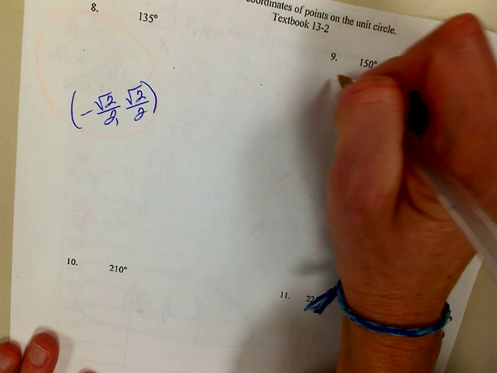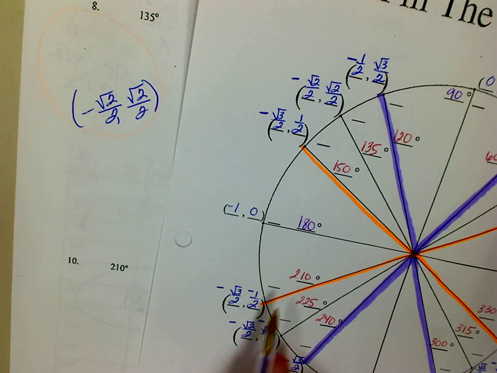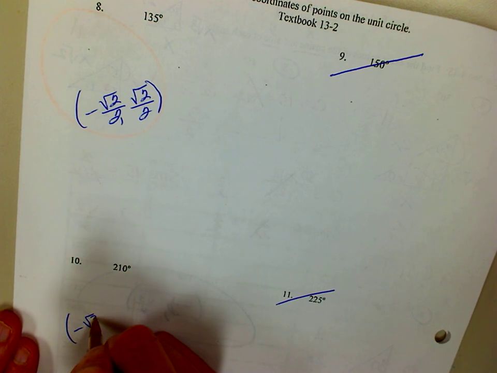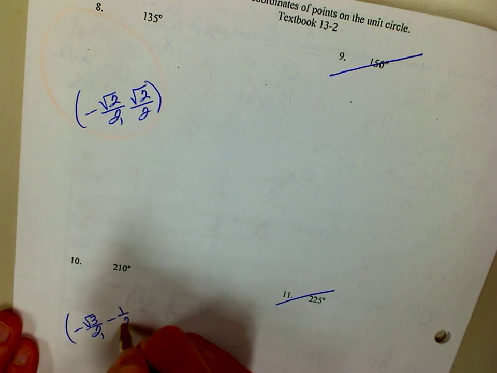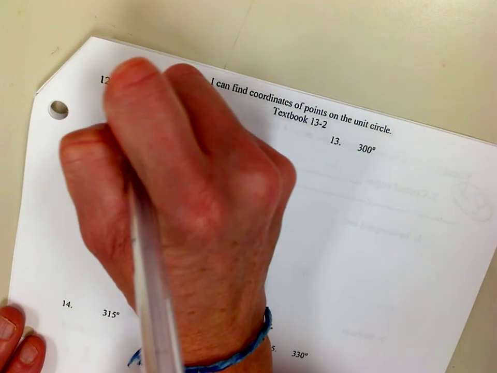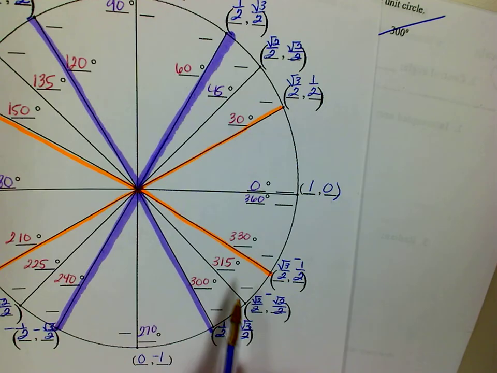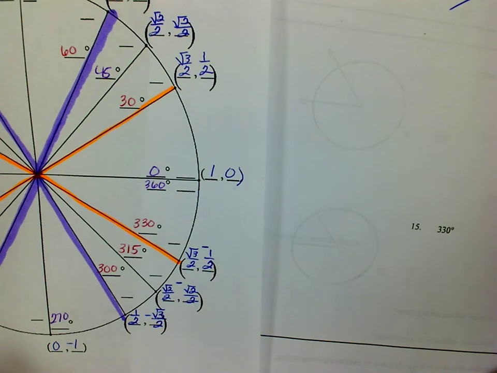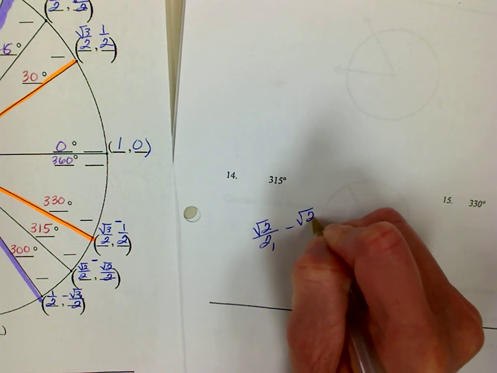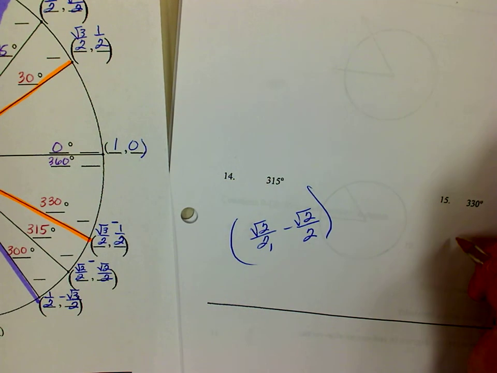Okay, let's do 210. I'm going to skip these two since the answers are literally right on here. 210 is right here. This is my answer to 210. Negative root 3 over 2, and then negative 1/2. Okay. I'm going to skip 12 and 13. Let's just do these two. So 315 is right here. That's my answer to 315. And then 330 is right here. This is my answer to 330.